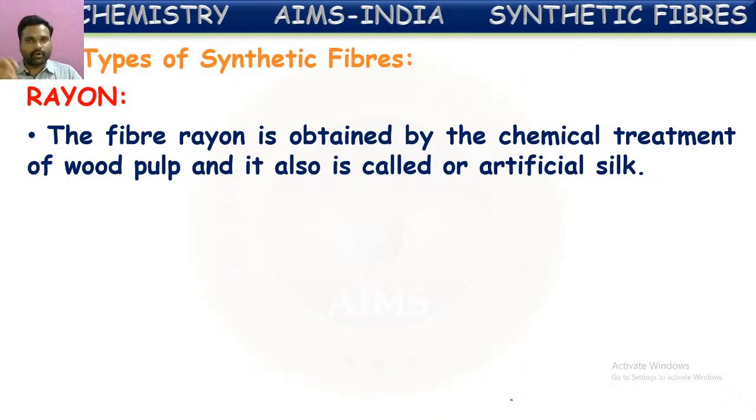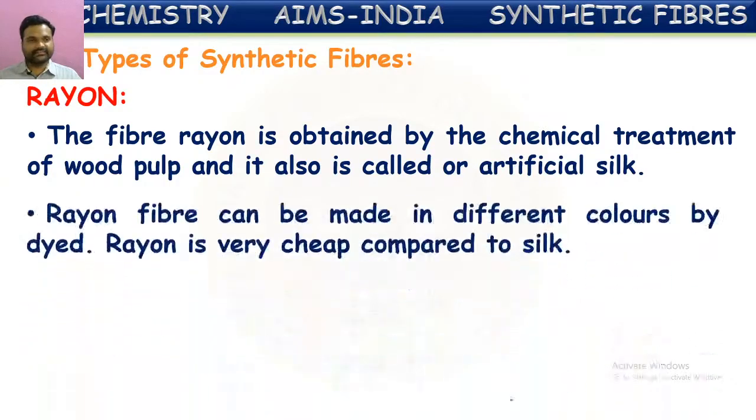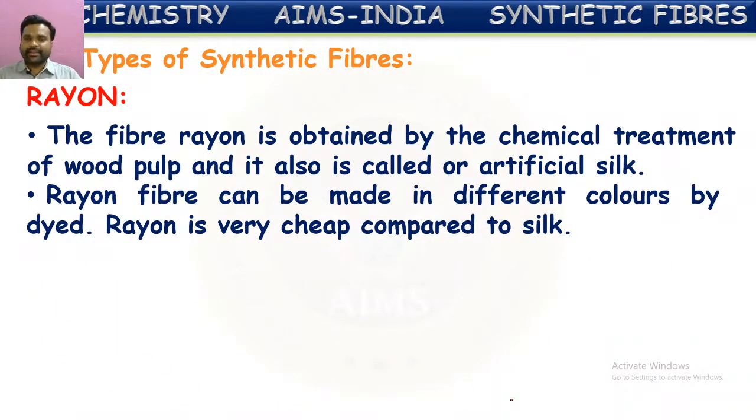Wood pulp undergoes chemical treatment to obtain this rayon, and this rayon seems like silk, which is obtained from silkworms. So it seems like silk, but it is not really silk. It is prepared from wood pulp. That is why it seems like silk. So it is called artificial silk. Rayon is artificial silk. Rayon fiber can be made in different colors by dyeing, in the sense of adding colors. So this rayon fiber can be made into different colors by giving dyes to it.